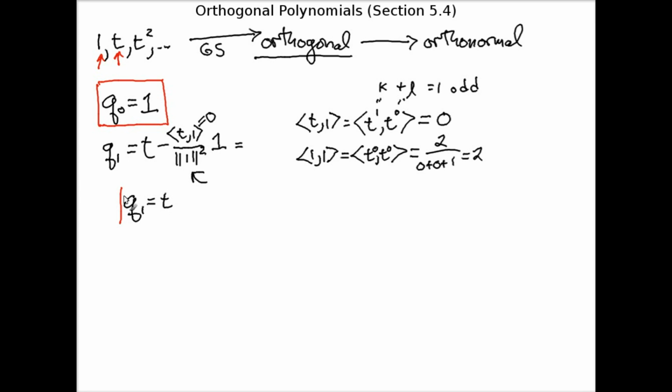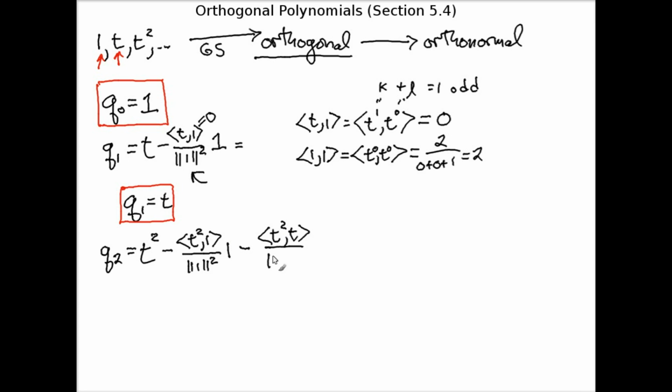Okay. And clearly, you can just keep going one step at a time. What's Q2? Q2 is t squared minus the inner product of t squared with 1 over the length of 1 squared times 1, minus the inner product of t squared with t over the length of t squared times t.